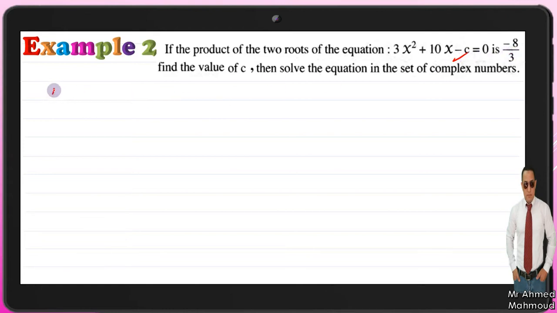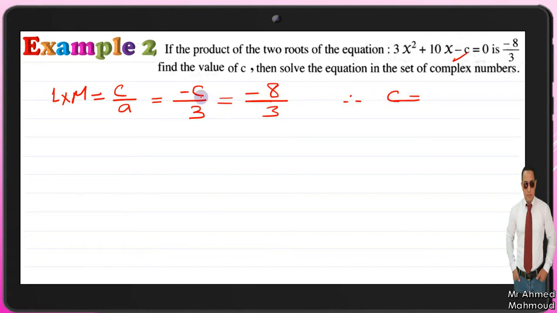The product equals L times M, which equals c over a. In place of c I will write negative C because this is the given, and a equals 3. This equals negative 8 over 3. Therefore negative C over 3 equals negative 8 over 3. It's clear that C equals 8. Okay, then C here equals 8.